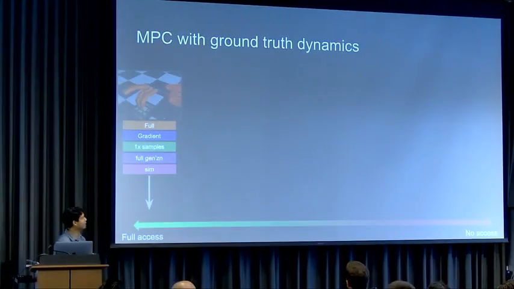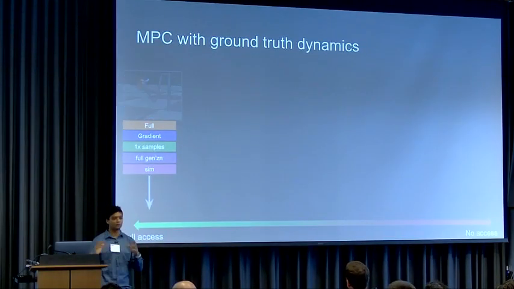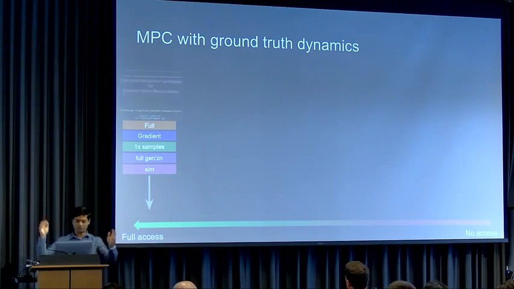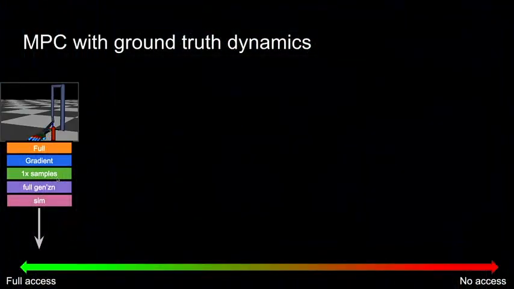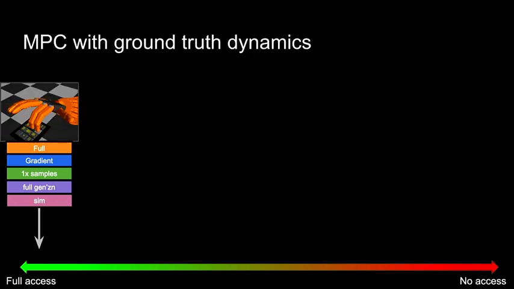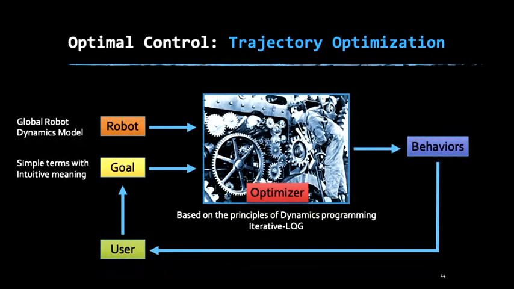So the first one is you have full access to the simulator. You can query the simulator at any rate you want. I'm going to call this 1x sample. That means during the execution time, how many samples you need to execute versus how many samples you query to execute. So this can be executed in real time. I'll go into more detail on this in a little bit. And as very well motivated by Byron, online trajectory optimization and optimal control have been incredibly successful in these domains, but you have full access to the model.